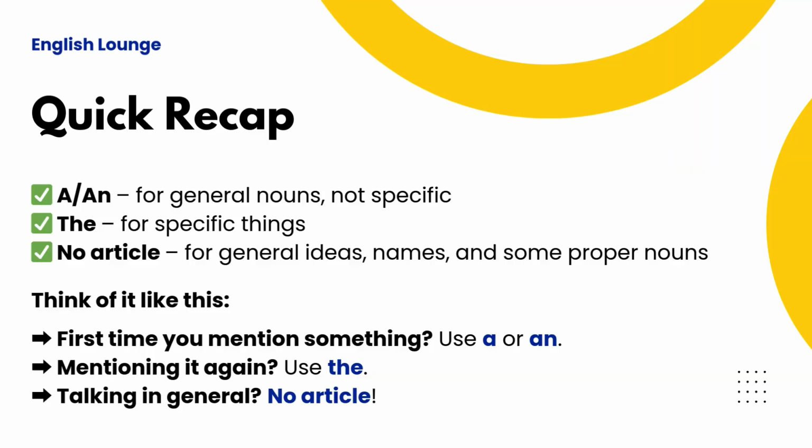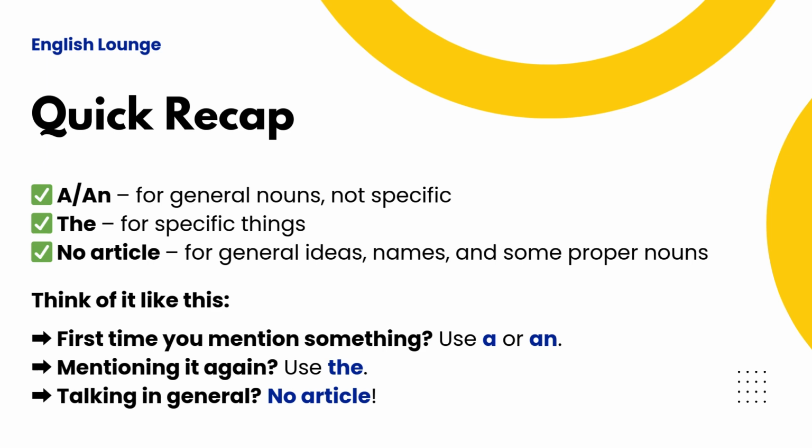Let's do a quick recap. So, if you talk about general nouns, something that is not specific, you can use a or an. You can use the when you talk about something specific. And when we talk about general ideas, names, and some proper nouns, no need to use any articles.